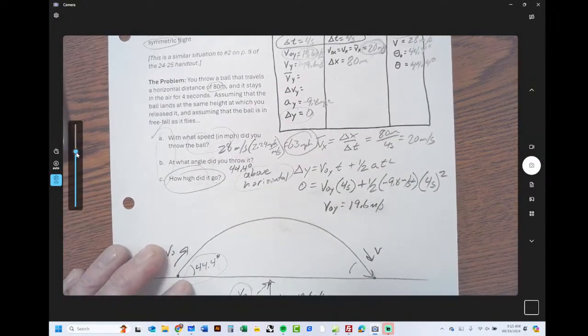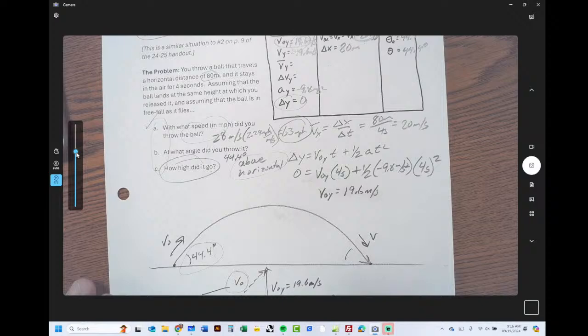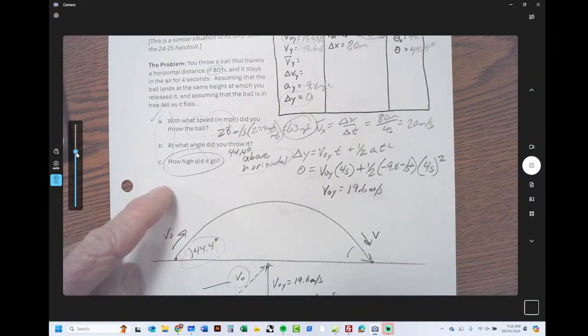Can you throw a ball 63 miles per hour? Some of you might be able to. I don't think everybody in this class can. We could test it sometime. But back to this one. How high did it go?